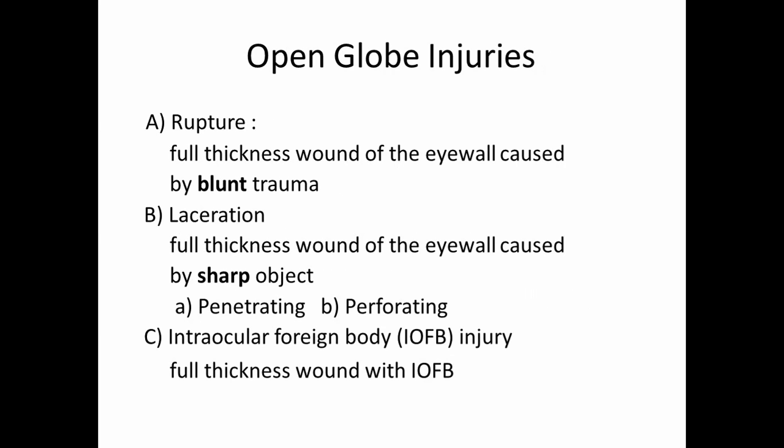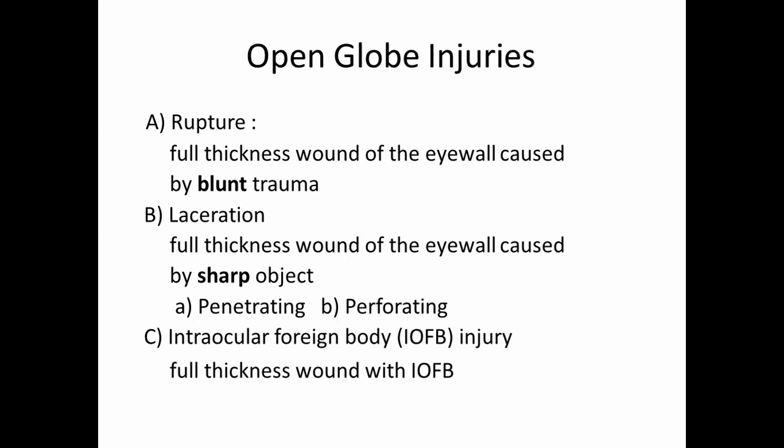Open globe injuries have the following three types. First one is rupture. Rupture is basically a full thickness wound of the eye wall which is caused by blunt trauma. Next is laceration, which is a full thickness wound of the eye wall which is caused by a sharp object. It can be of the following two types. It can be a penetrating type of laceration or a perforating type. What is a penetrating type of laceration? It is one where there is a wound of entry but there is no wound of exit. A perforating injury is one where there is a wound of entry as well as a wound of exit.